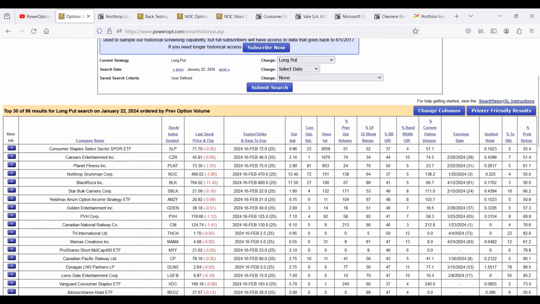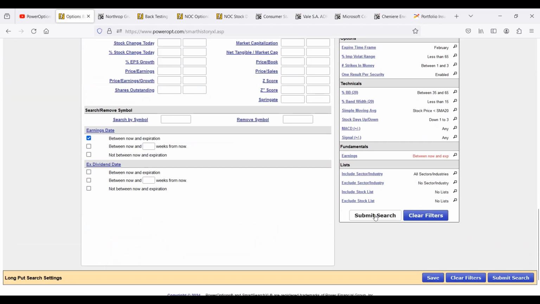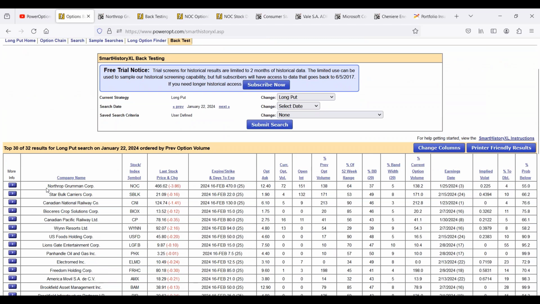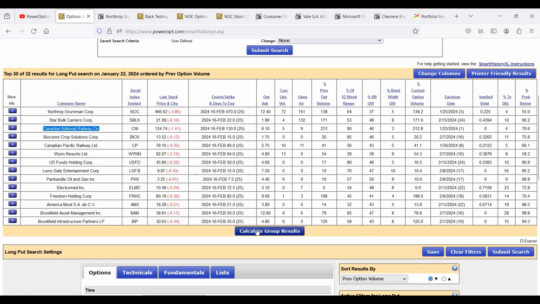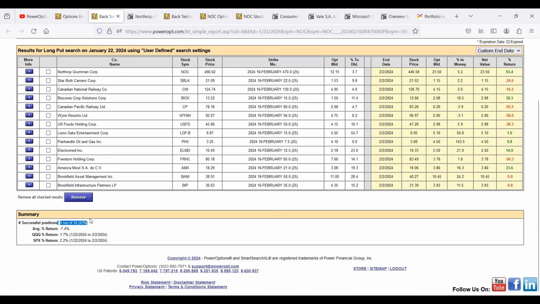What did we have here in our search? 30 out of 98 results for the January 22nd selection. Adding in that earnings requirement knocked it down to only 32. Northrop Grumman, Starbolt Carriers, Canadian Railway. Let's take a look at these. Narrow down the grouping a little bit more. Maybe we'll see some better results. Not exactly. It's still a mixed bag.